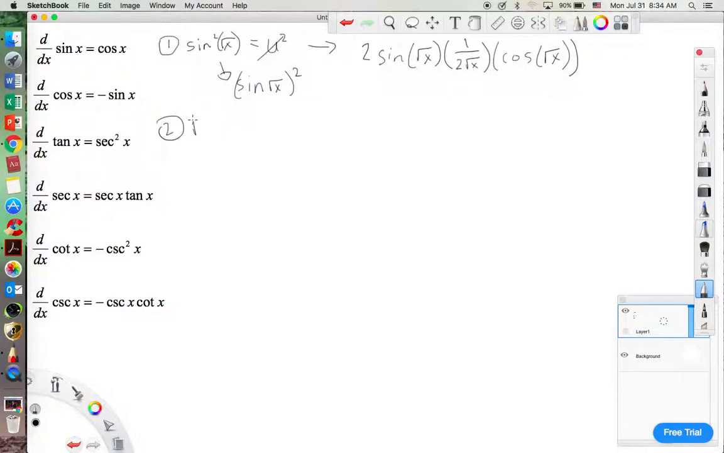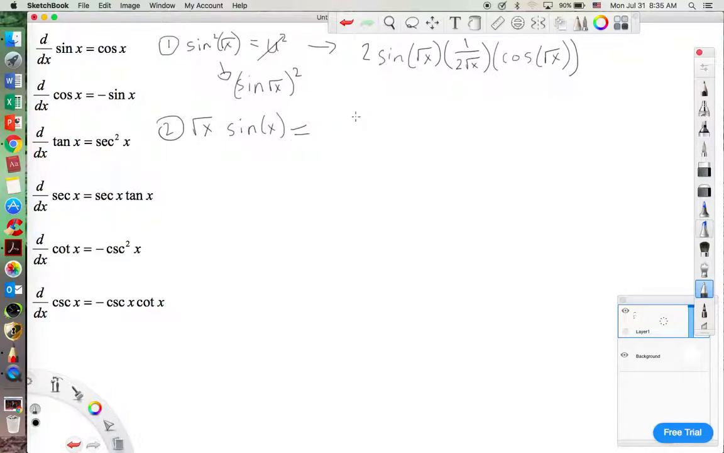Number 2, the square root of x times sine of x. And don't make the easy mistake here, which is to say this is equal to x to the 1/2, so we take the derivative of that, 1/2 x to the negative 1/2, or 1 over 2 root x like we have here, and then multiply that times the derivative of sine of x, which is cosine of x.